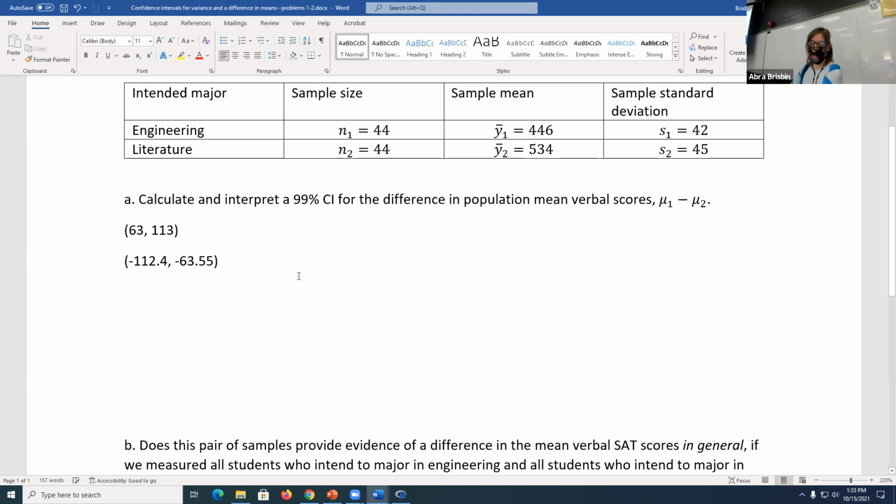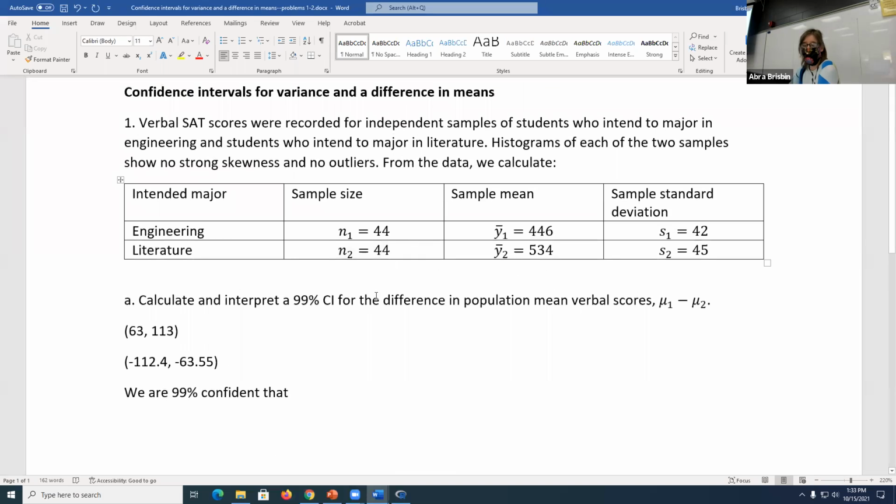All right, so can someone tell us what they said for the interpretation of this confidence interval? Sam? I took a guess, it's like we are 99% confident that 63 to 113 more meters. That's a good thought. But the thing that we're investigating here isn't the number of engineering and literature majors, it's the mean verbal SAT score among engineering and literature majors.